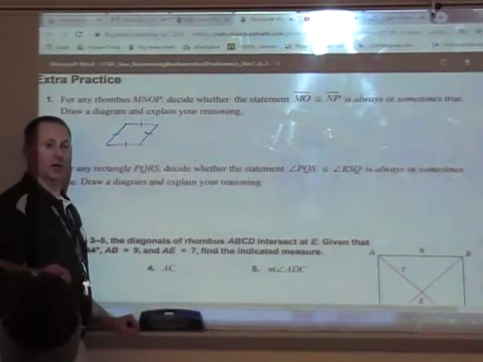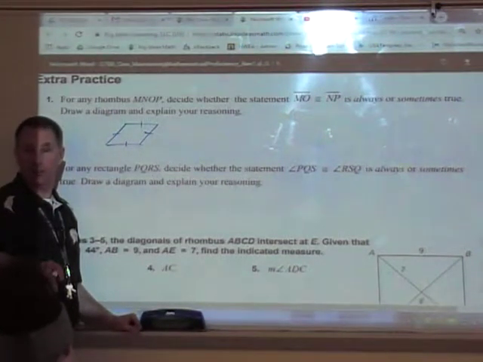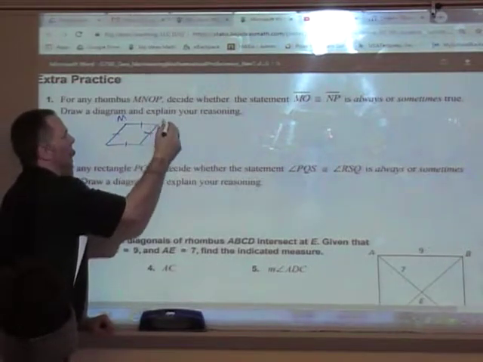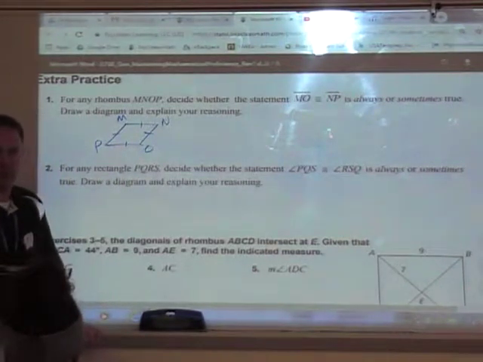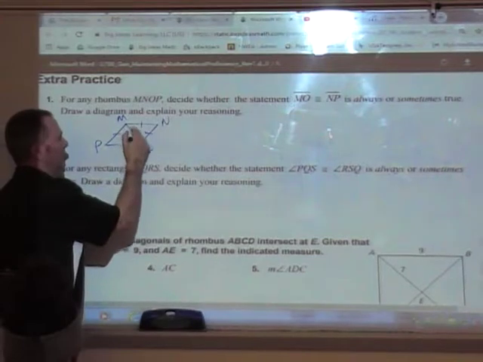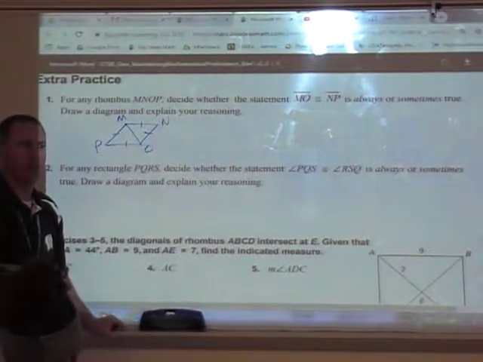MNOP. Start at a corner and either go clockwise or counterclockwise. It doesn't matter. Start anywhere you want. Now I'll just do this. MNOP. Just go clockwise or counterclockwise. Don't mix up your letters though. Now answer the question. MO is a diagonal. And we know the diagonals bisect each other. We also know that they hit at 90 degrees.